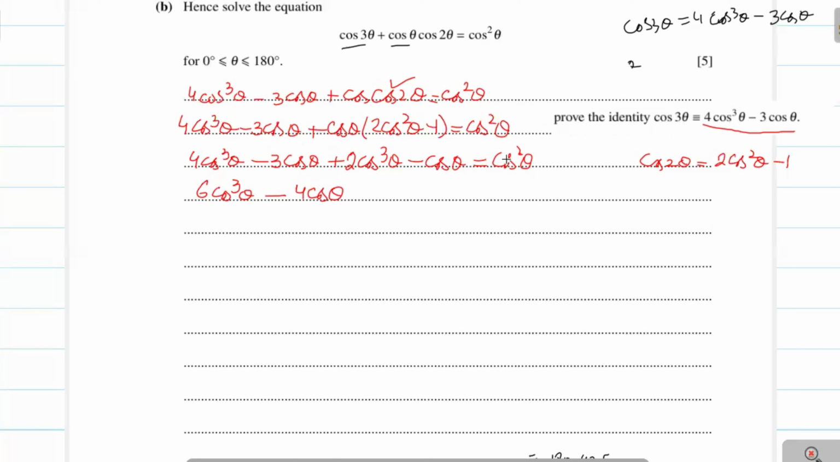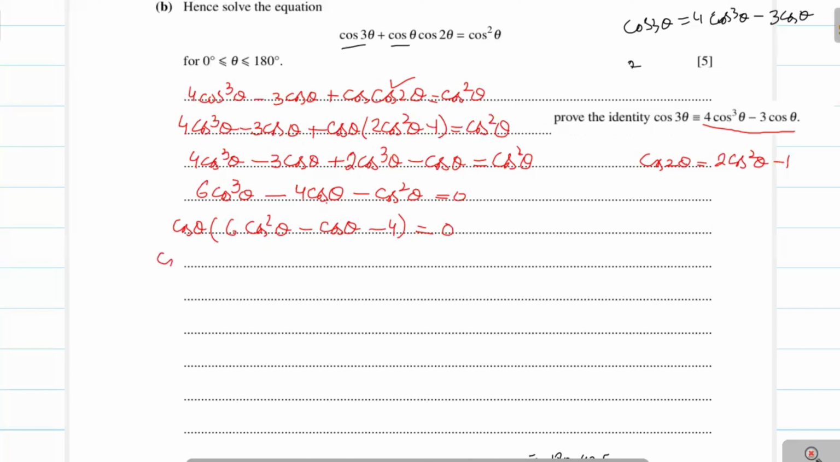and for cos²θ we shift from the right to the left side, it becomes minus cos²θ equal to 0. Now we can write this. We take the common cos θ, the value becomes cos θ(6cos²θ minus cos θ minus 4). This will be equal to 0.